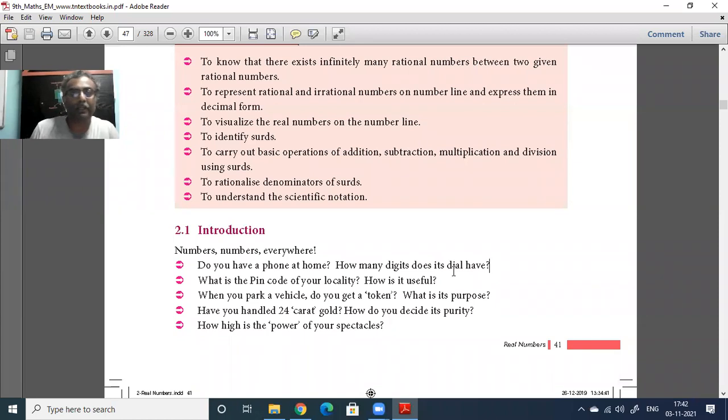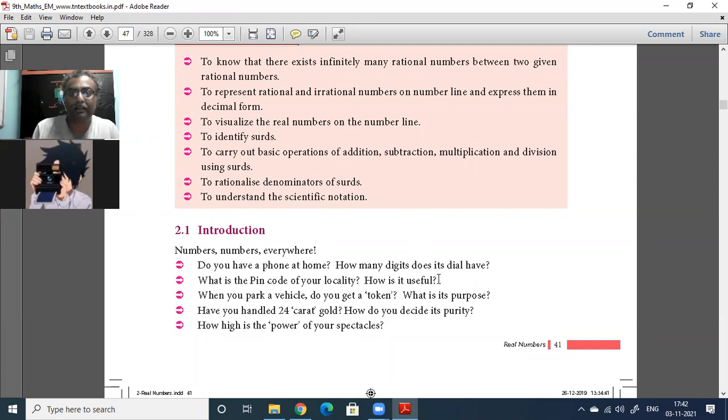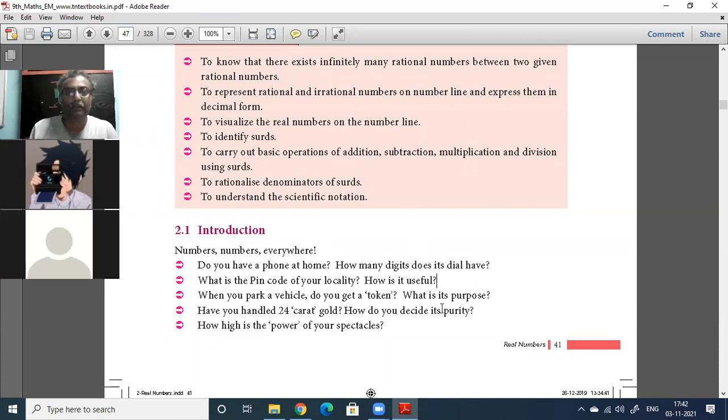What is the pin code of your locality? Somebody tell me, what is your pin code? Tell us, Arpana. 600010. Oh, good. Ainavaram is 600023, where I live. Although we live very close to each other, the pin code is very different. When you park a vehicle, you get a token. On the token, some number will be there. What is its purpose? It maps to your car. Okay, unique token.